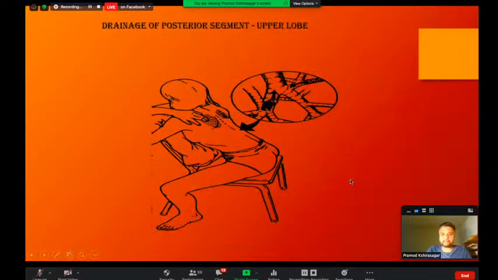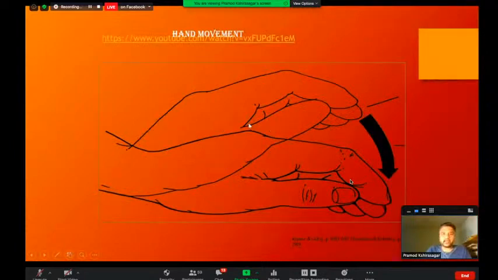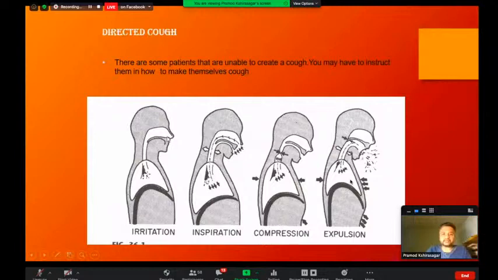This is again some of the postural drainage things which you can apply. Again, I think you all know about percussion, so I'll not waste my time in putting a video, but when I send my PowerPoint, you can just look for the link. So next is the cough phases.